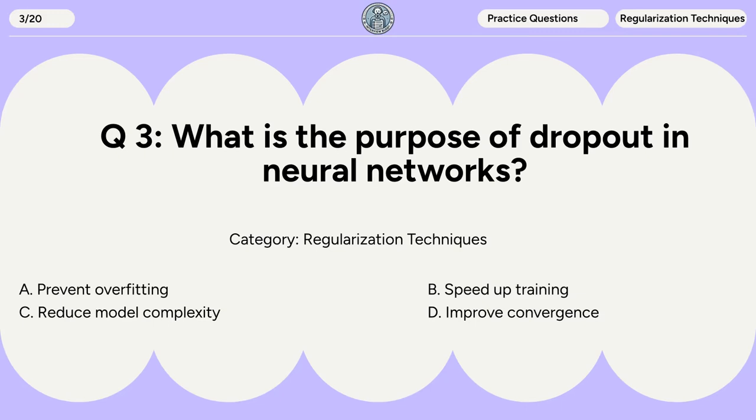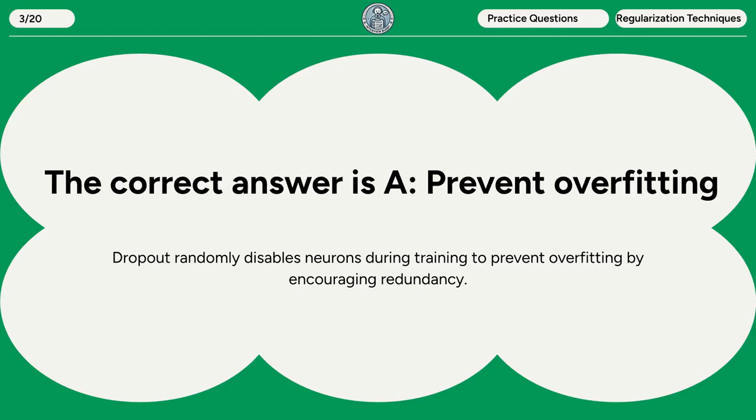Question 3. What is the purpose of dropout in neural networks? A. Prevent overfitting. B. Speed up training. C. Reduce model complexity. D. Improve convergence. The correct answer is A. Prevent overfitting. Dropout randomly disables neurons during training to prevent overfitting by encouraging redundancy.